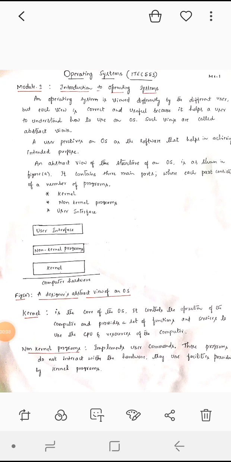Hello everyone, today we are here to learn about operating systems. Let's start with the definition. Yes, what is an operating system?